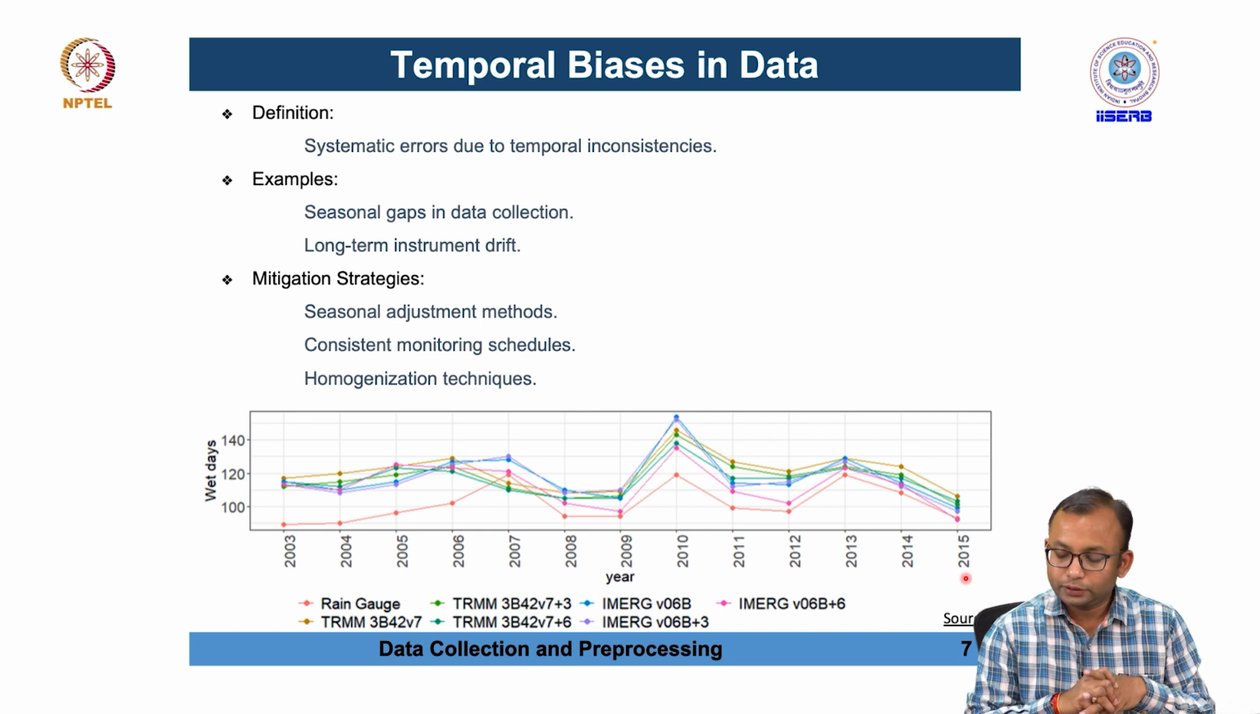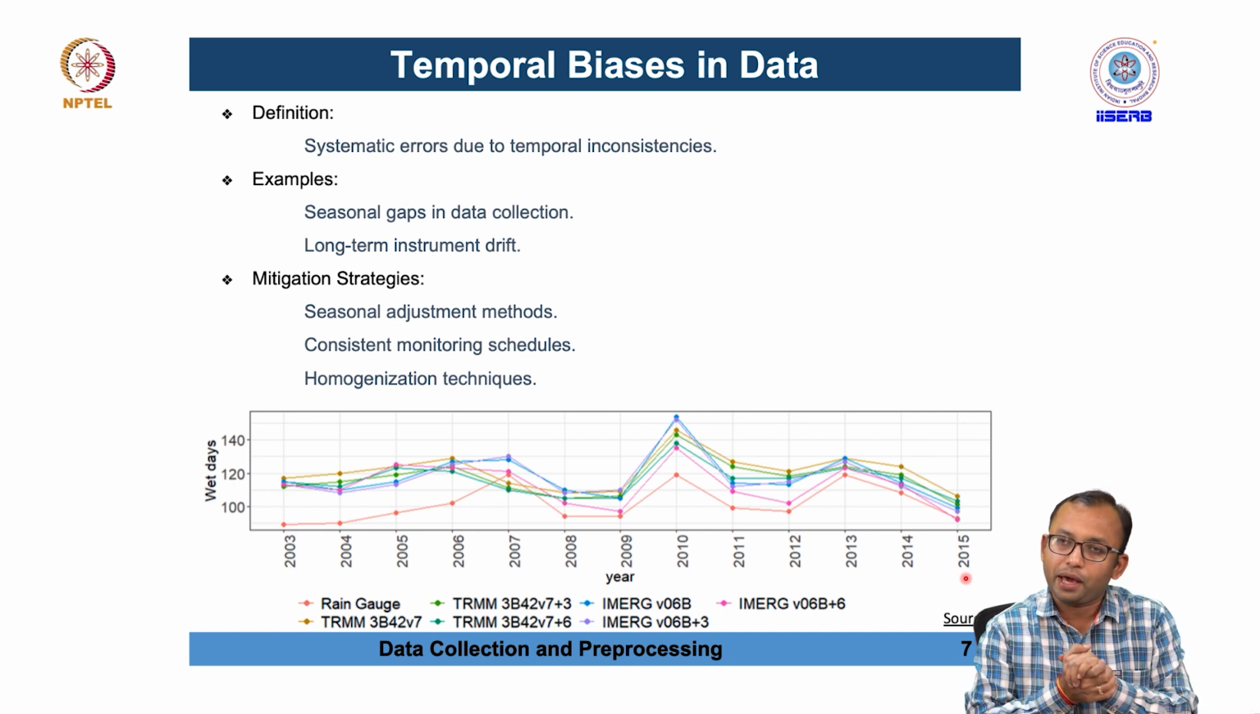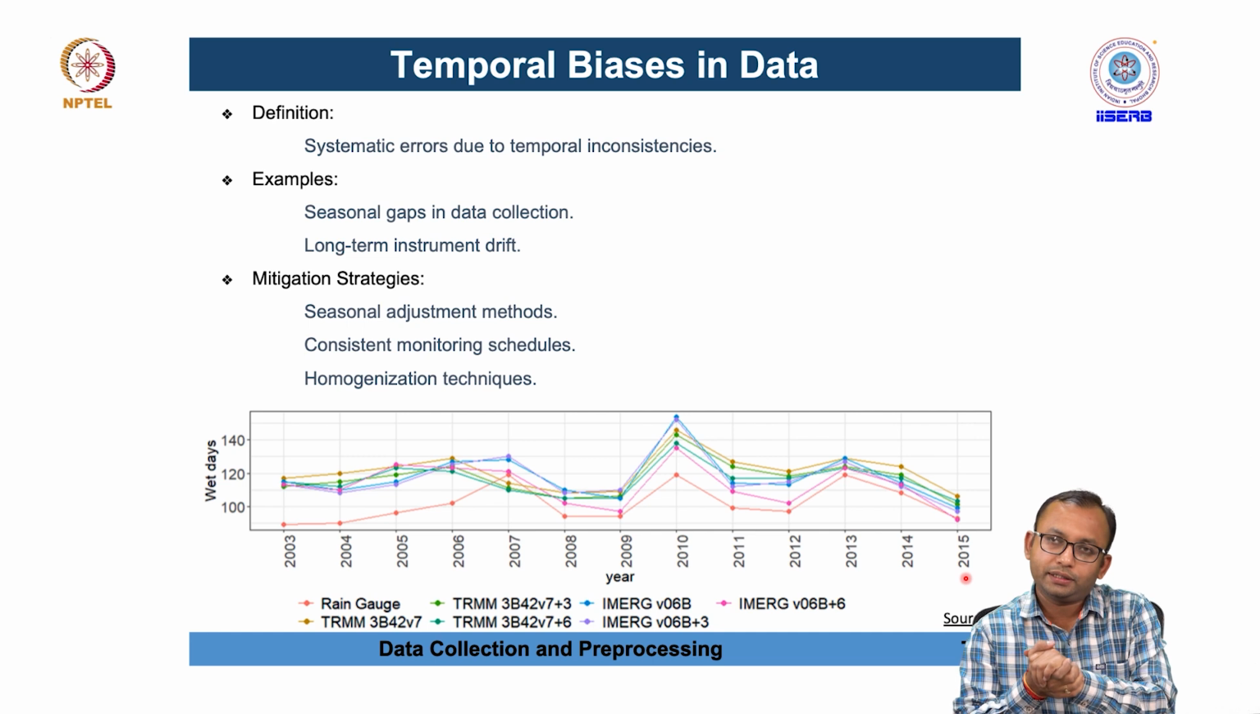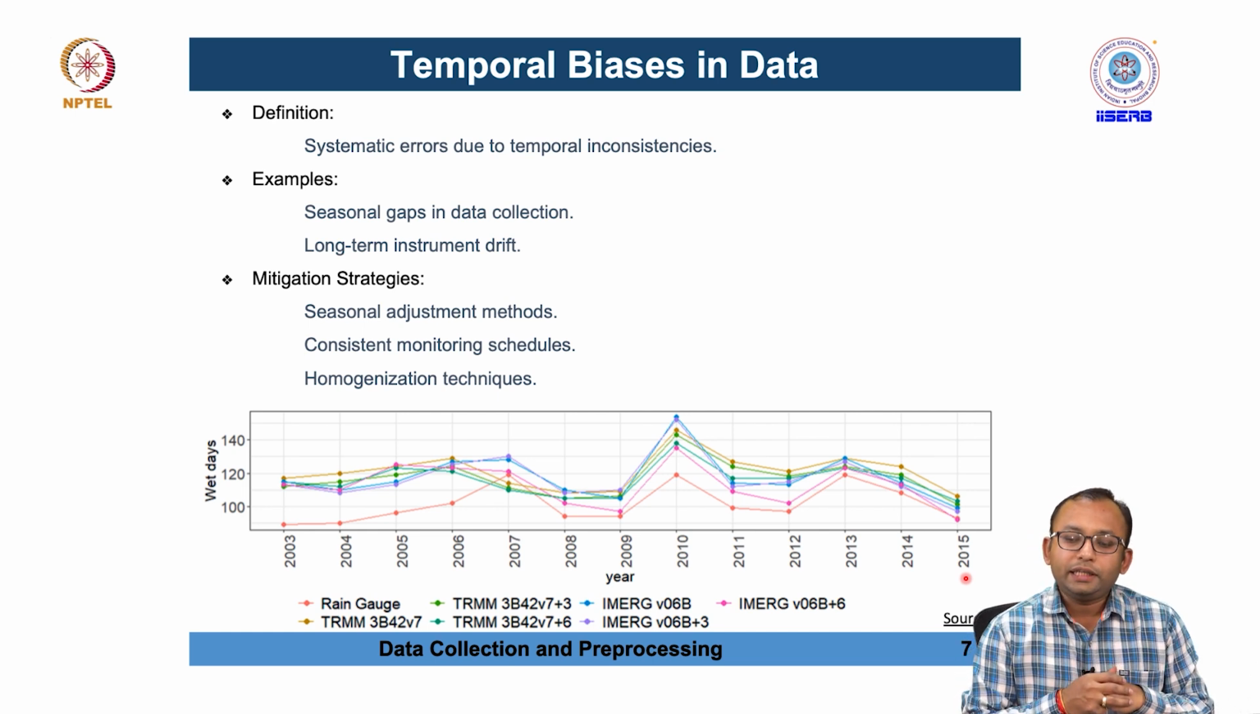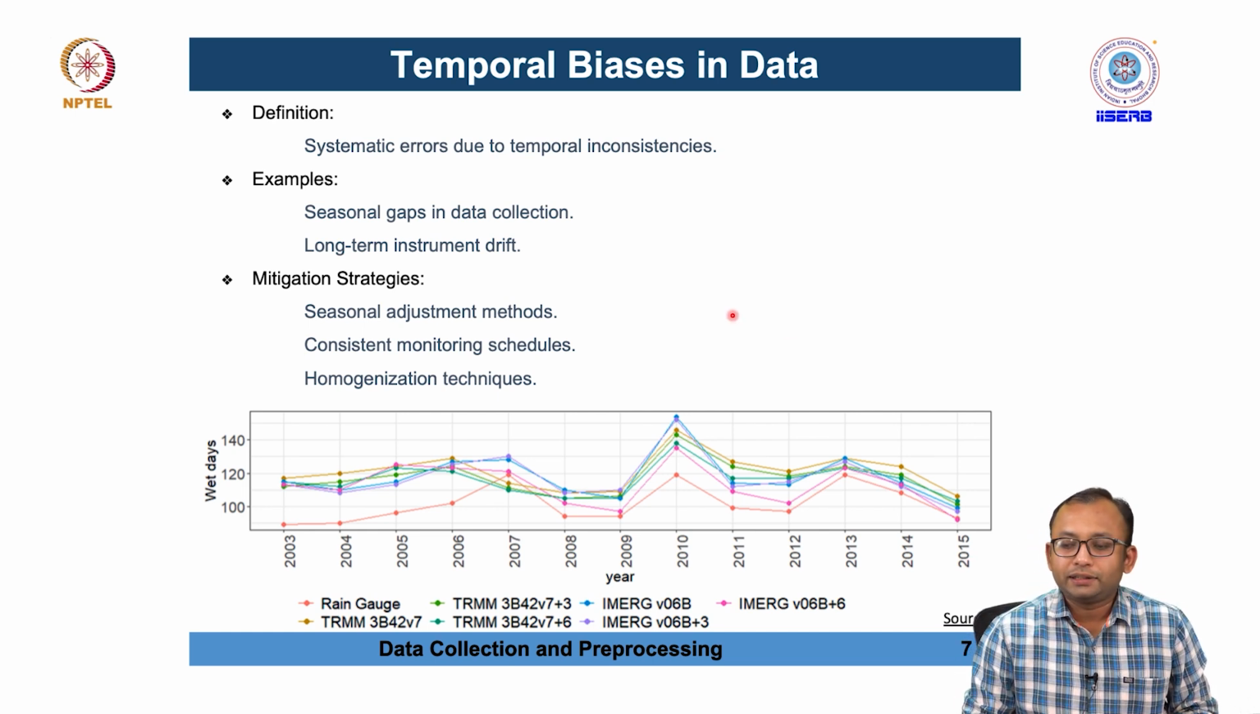So, these are how we manage the errors or uncertainties or missing data in the climate record, and how we can rectify them. There is a possibility of temporal biases in the data set, that is also possible. Generally, these temporal biases are considered to be temporal inconsistencies of the data set.